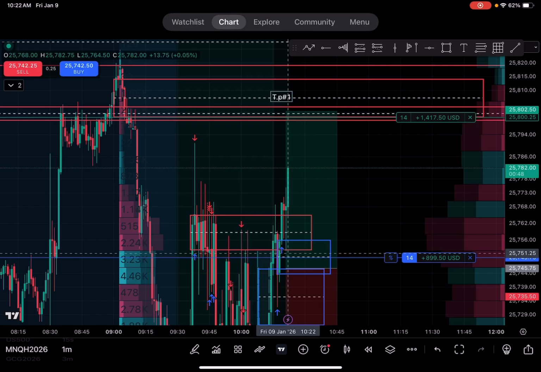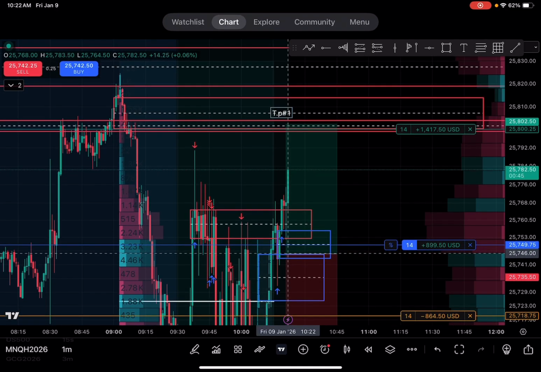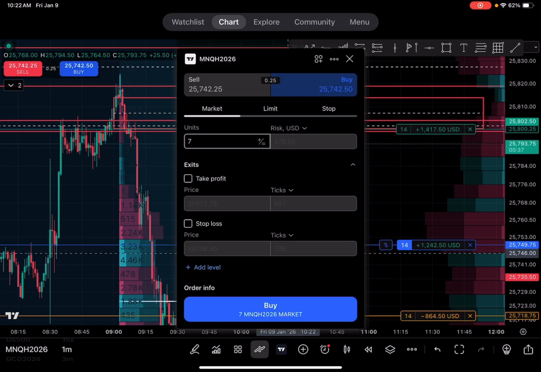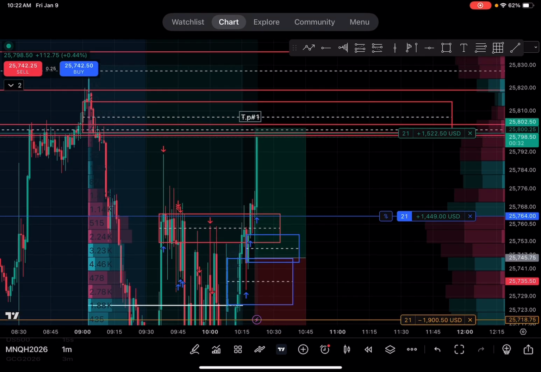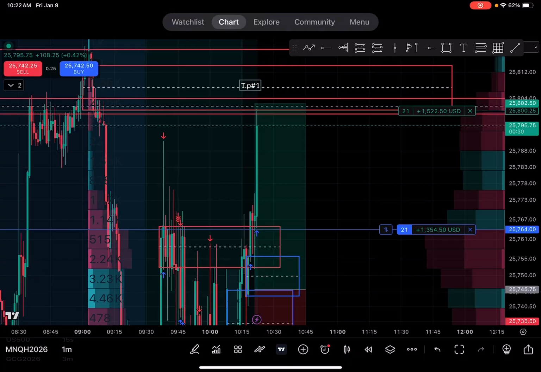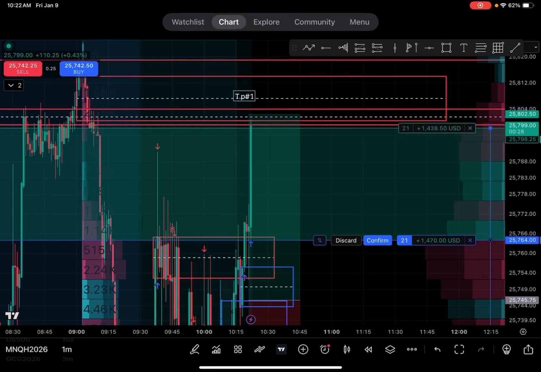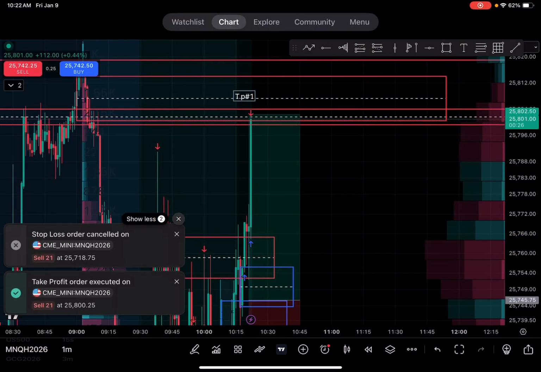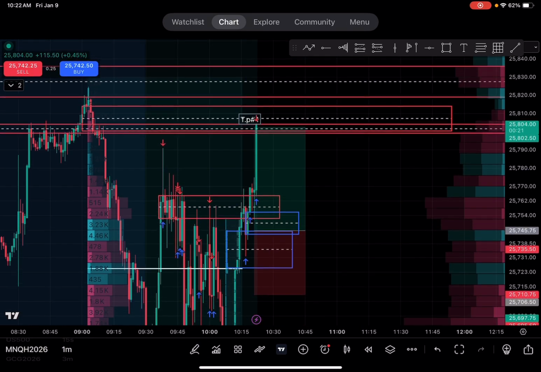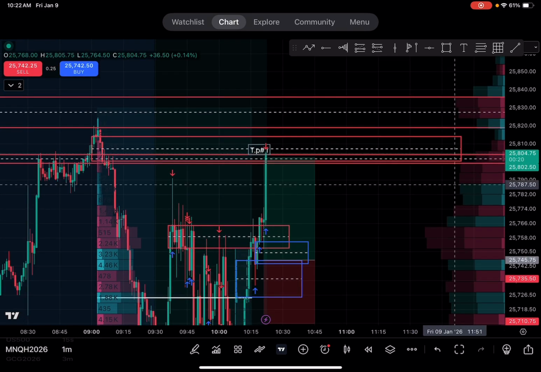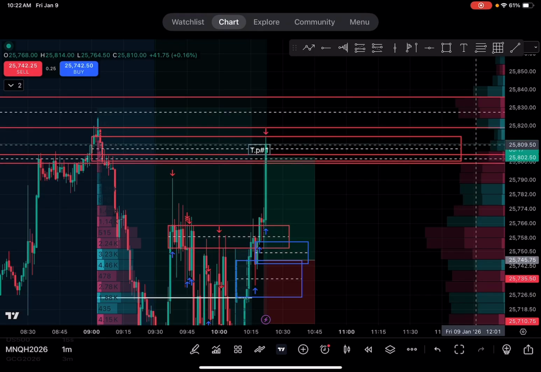Another continuation pattern. That looks to be a scale. Is that the second candle? 21, 22 it is. That was actually a scale. There we go. Nice, nice, nice, nice.